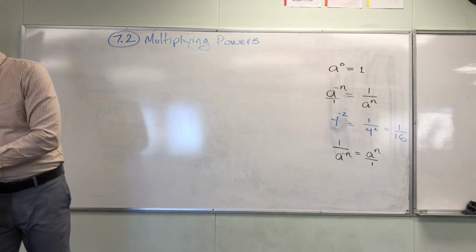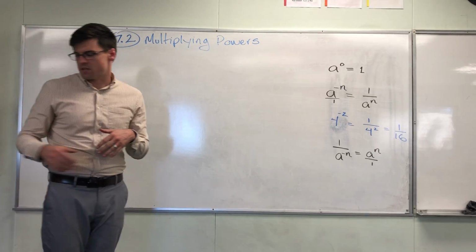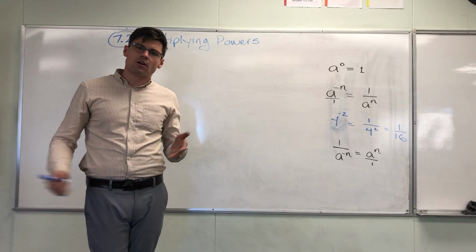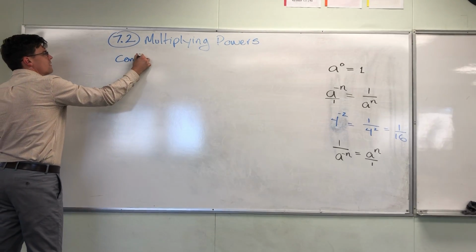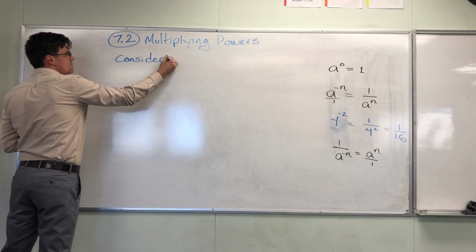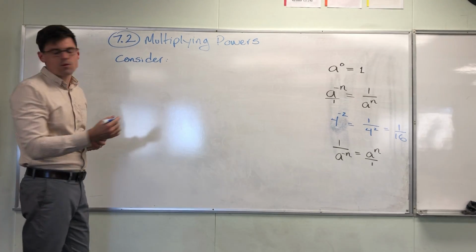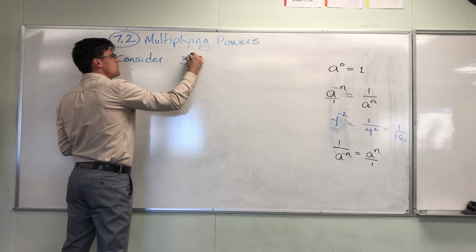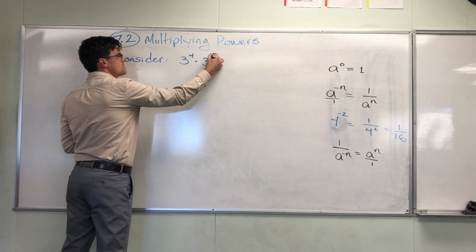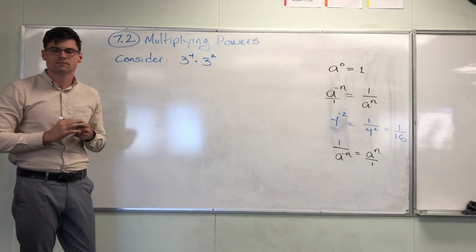So today we're going to discover another property of exponents. And we could actually figure this out on our own. So let's try it out. Let's consider how we might simplify 3 to the 4th power multiplied by 3 to the 2nd power.